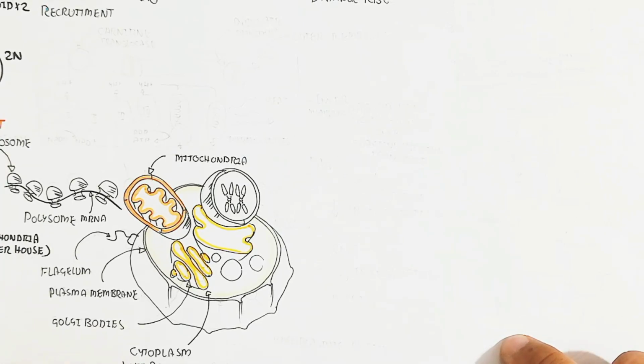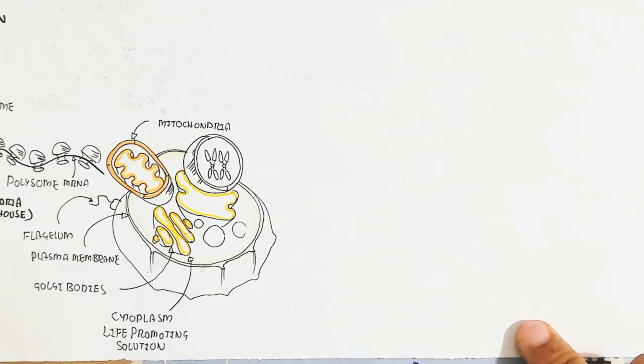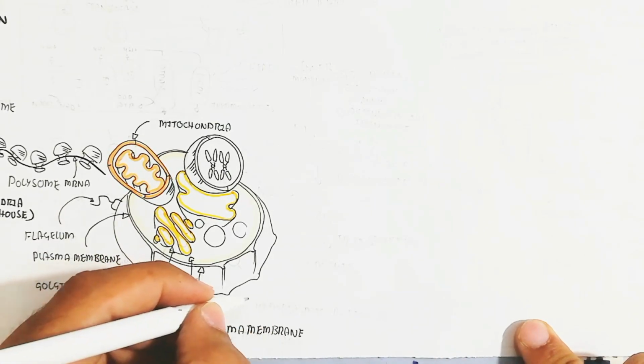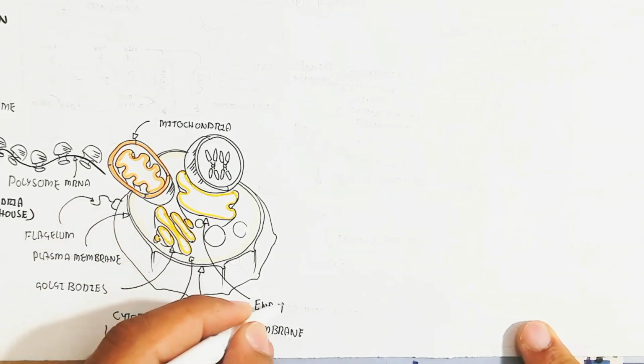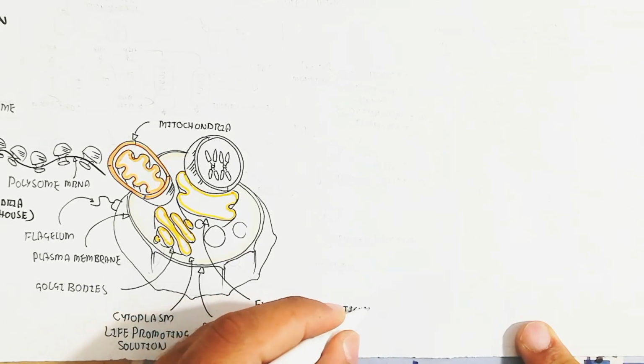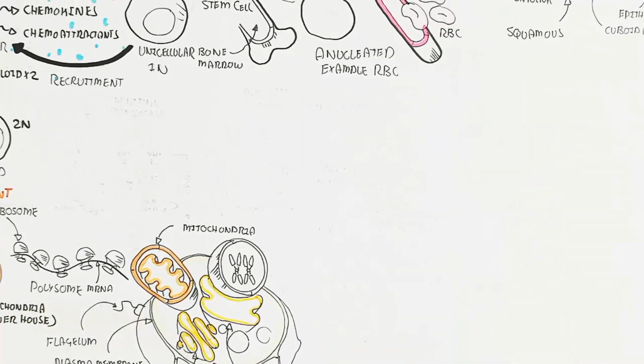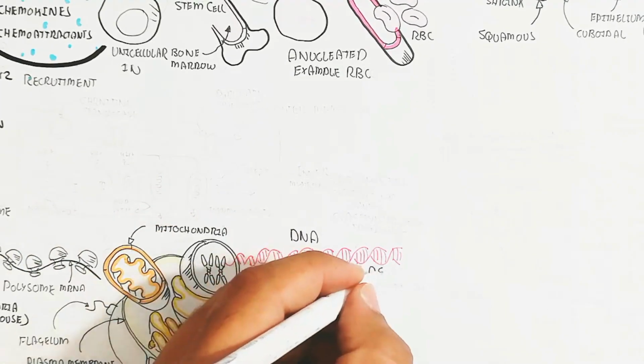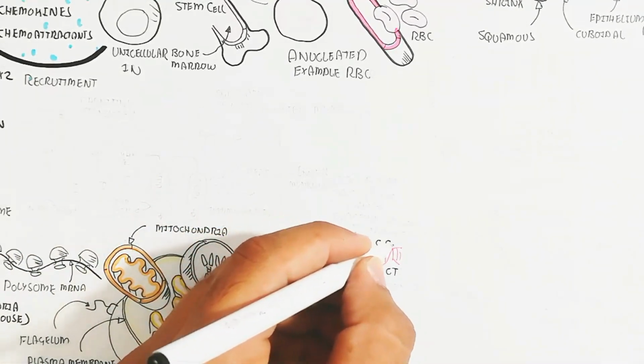This is the mitochondria and flagella and the plasma membrane, Golgi bodies. Golgi bodies are used for vesicle formation of the protein and secretion on the basis of requirement. This is the endoplasmic reticulum and plasma membrane. But the cell wall is not present, and chloroplast as well.